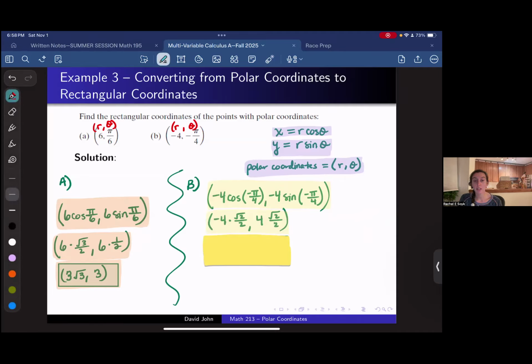Beautiful. And then simplify that. Negative 4 divided by 2 is just -2. So we have -2 square root of 2, comma, +2 square root of 2. And we're done.